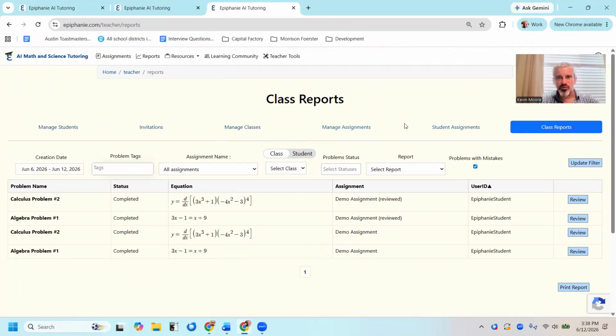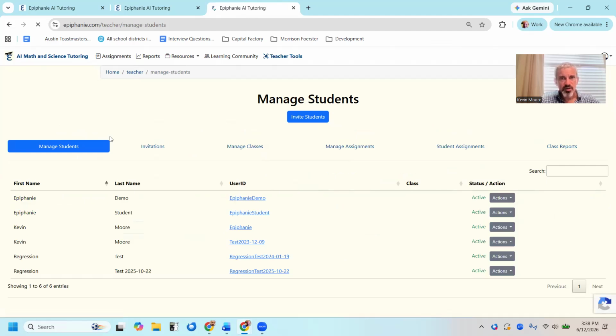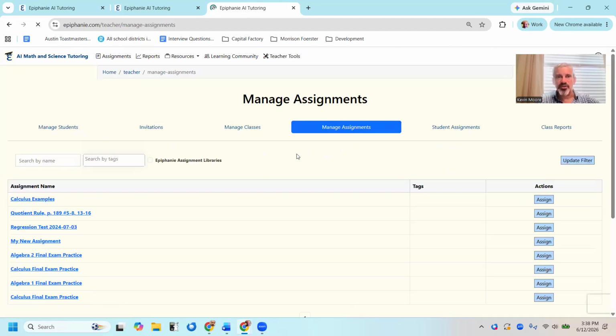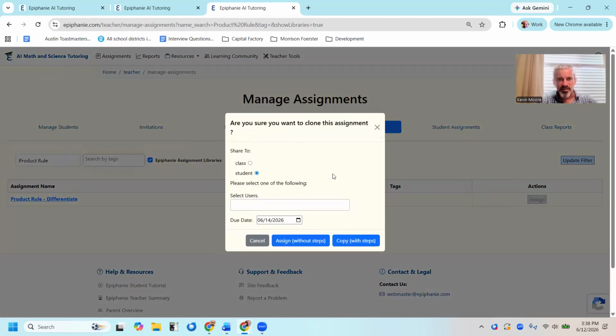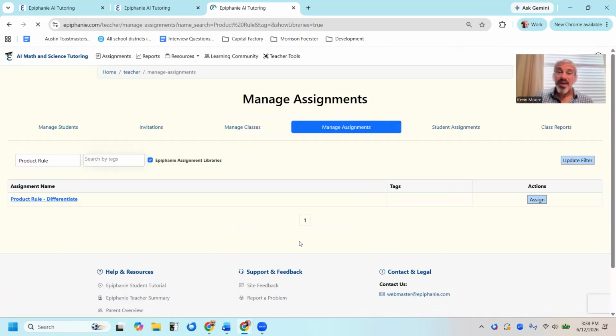I can share an assignment with a student. Let's say I want to go and manage students. Now, manage assignments. I want to share an assignment. I want to look at something from the Epiphany library on the product rule. And let's look at all the assignments that I have available for that. Oh, differentiating with the product rule, I can take this and assign it to an Epiphany student, one of my students here, and tell them, hey, you should try this out, practice some of these problems. You need to do a little work on this.